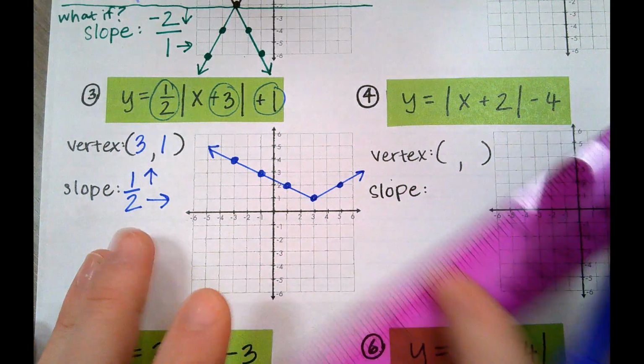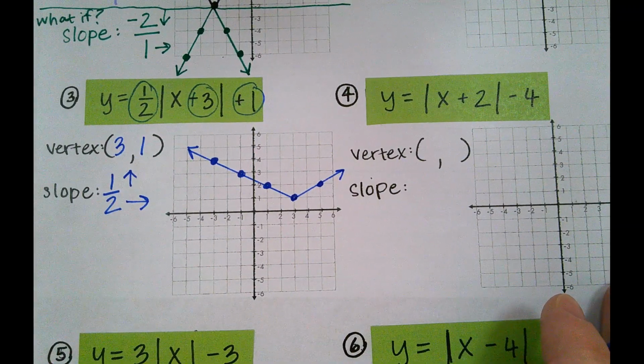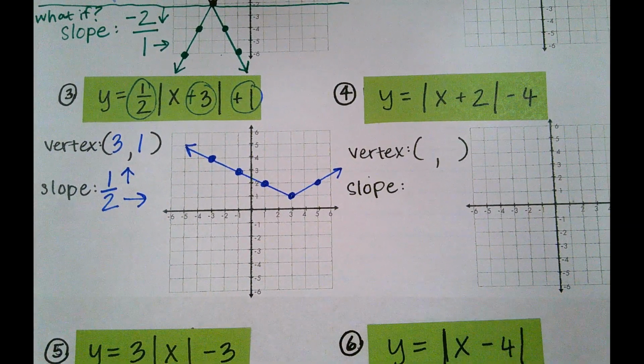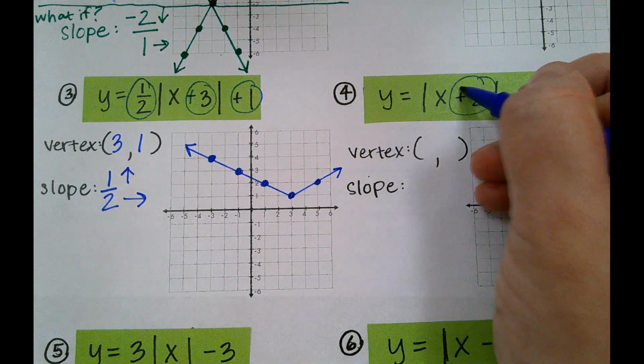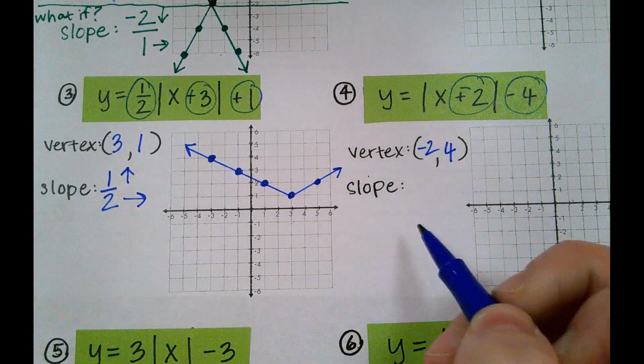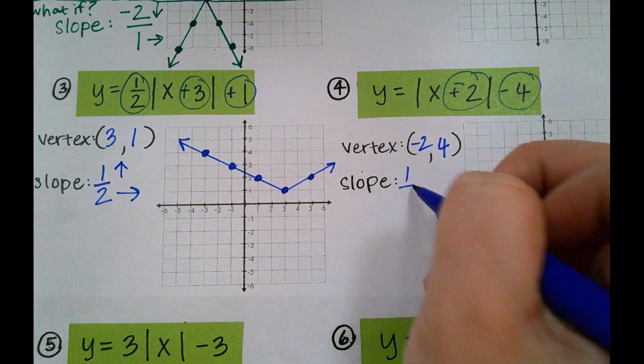There we go. Okay, that is number 3. Who's got number 4? I will tell you, the vertex is -2, -4. Yes, -2, -4 is my vertex. Your slope's gonna be 1 over 1. Good. Slope is 1 over 1.